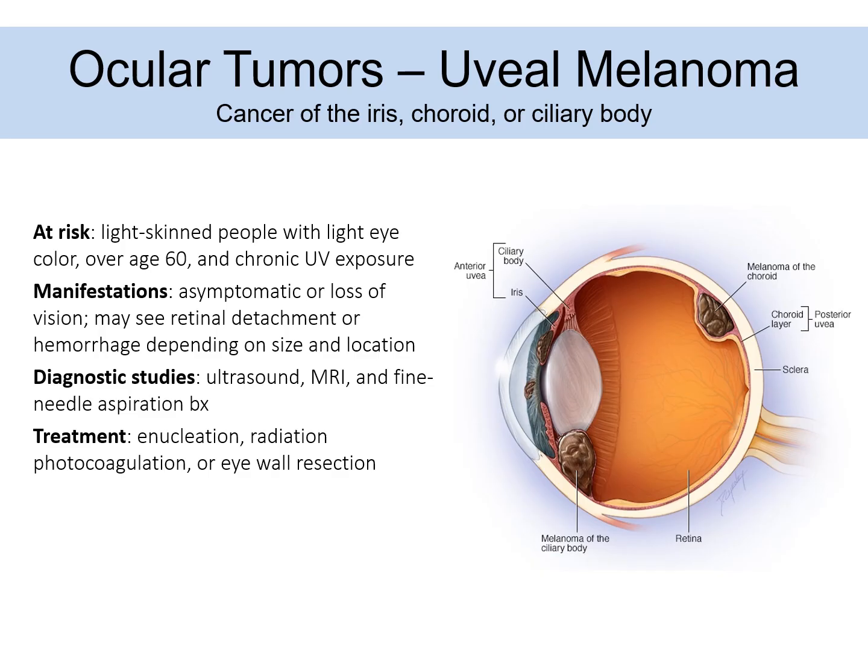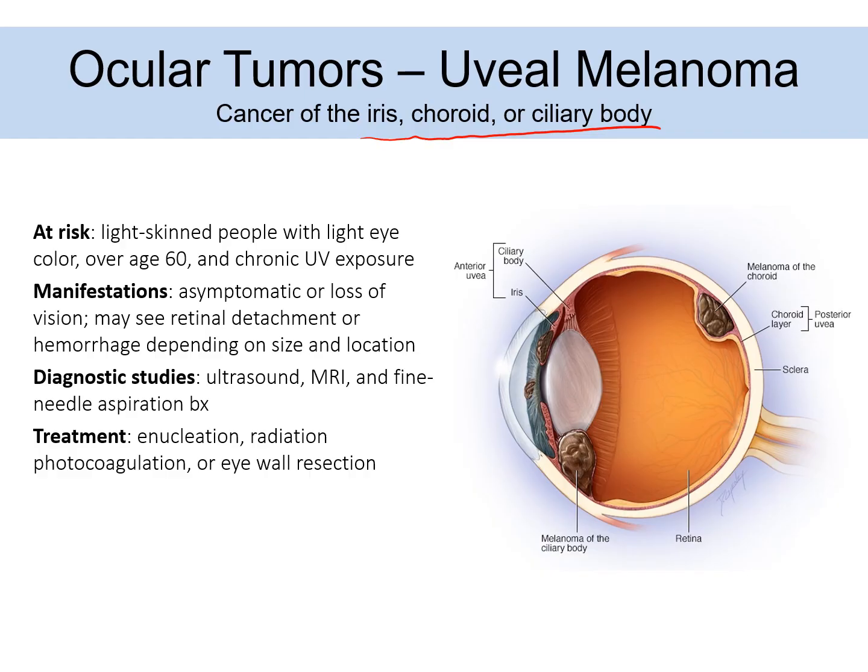So moving on to ocular tumors. Uveal melanoma, we are familiar with melanoma. We know that that cancer invades those melanocytes and mutates them, causing this cancerous growth. And this is cancer of the iris, choroid, or ciliary body, which you can see in the picture there.